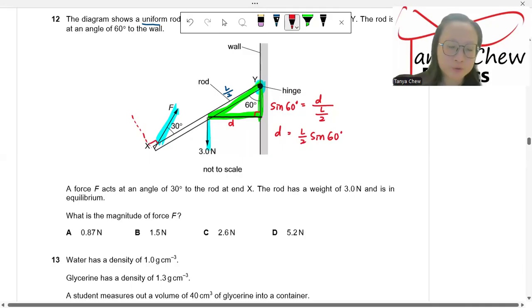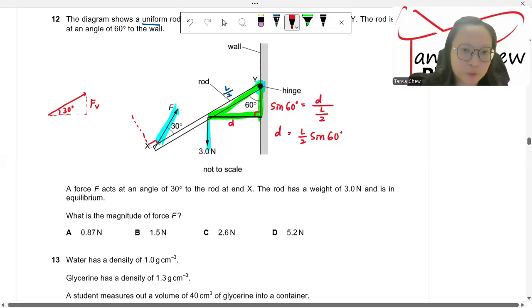Right, so I'm going to use the force right here like this. And then I just need to, okay, this is 30 degrees. This is the vertical direction of the force. This is 30 degrees. Yeah, this is the one. Vertical direction of the force. This is 30 degrees. And then this is F.